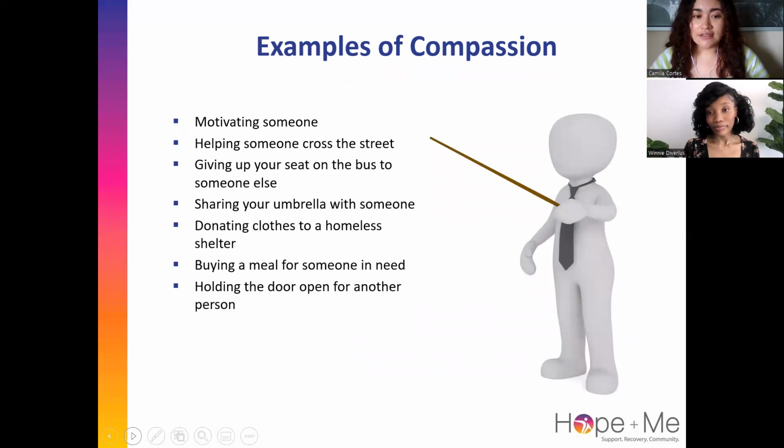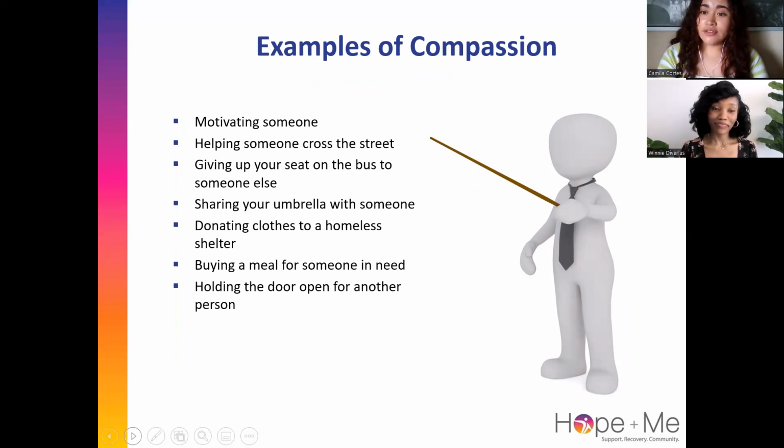Doing a simple task such as opening the door for another person, whether their hands are full or they're not, is an act of compassion. Helping someone cross the street, giving up your seat on the bus to someone else, whether they have a visible disability or they don't. Sharing your umbrella with someone, donating clothes to a homeless shelter, or buying a meal for someone in need. Or in this case, when summer is coming up, buying someone a drink since it's getting really hot and it's important to stay hydrated in the hot weather.